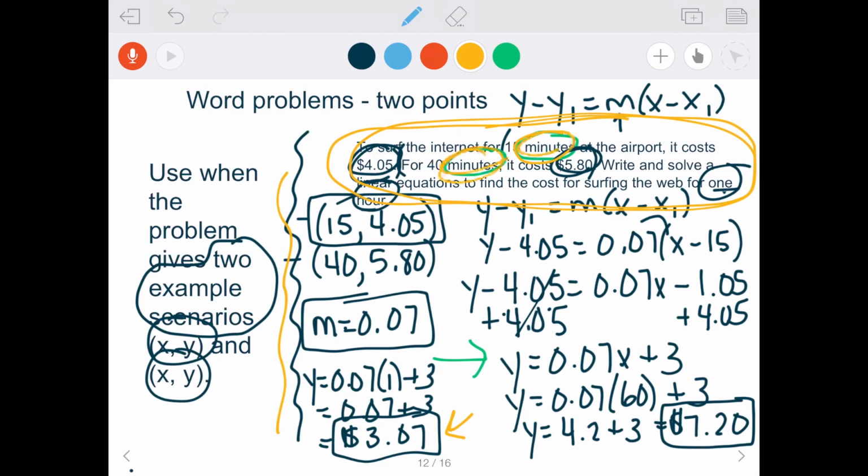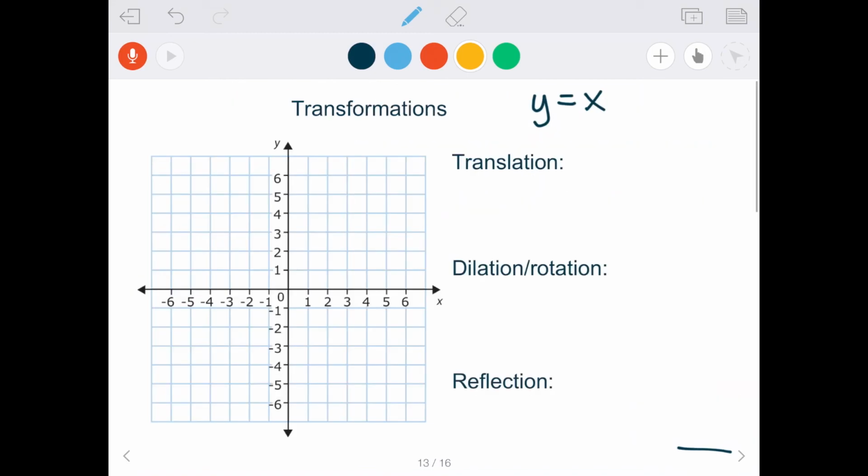Okay, so there are the 4 types of word problems, and we have one more thing to go over, and that was the transformations. We did cover this a little bit in Unit 3, so we're going to just talk about it really super fast right now. The parent function of y equals x, remember, is the line that looks like this. It goes right through the origin, and it has a slope of 1.